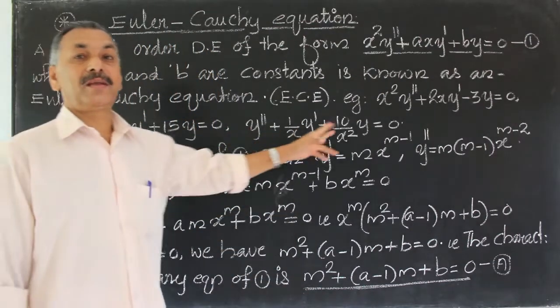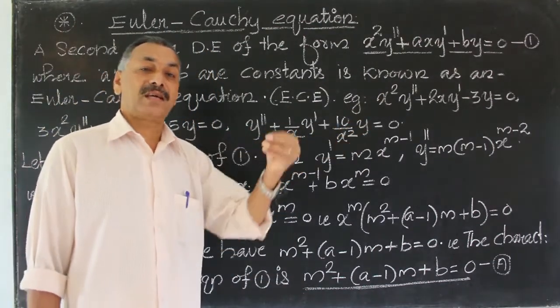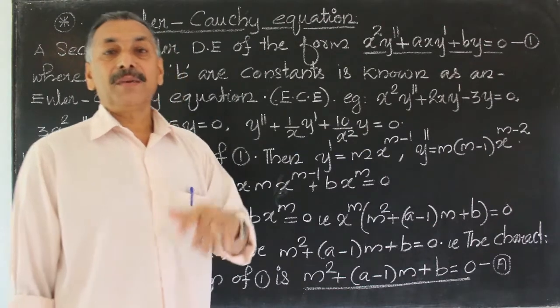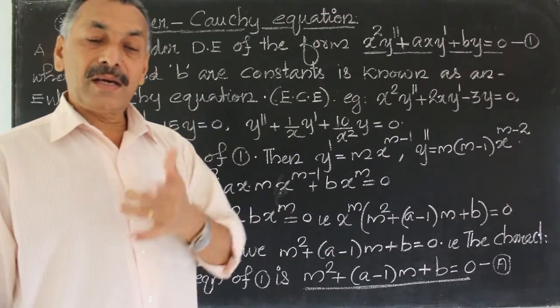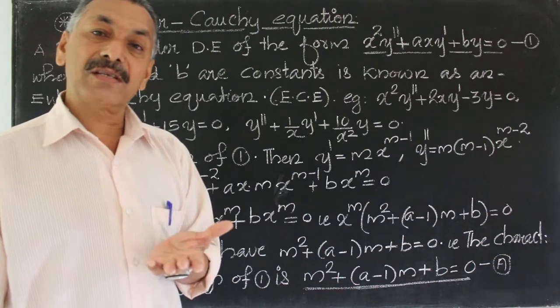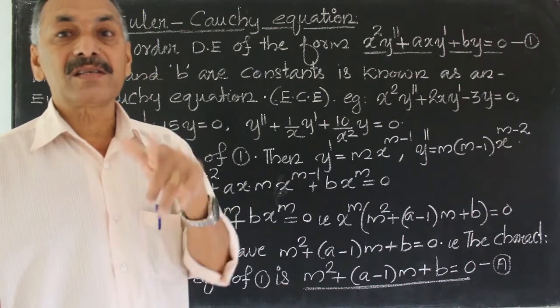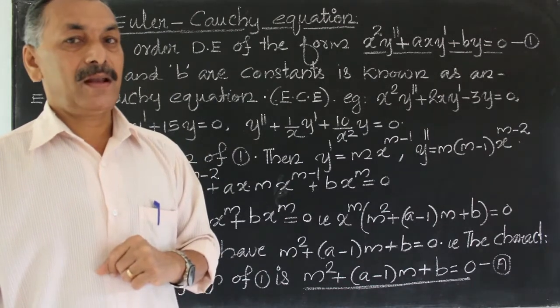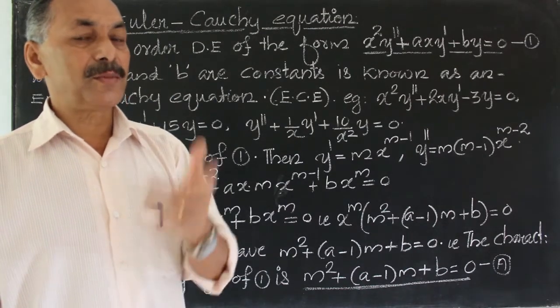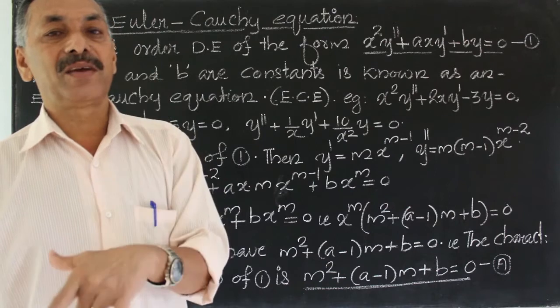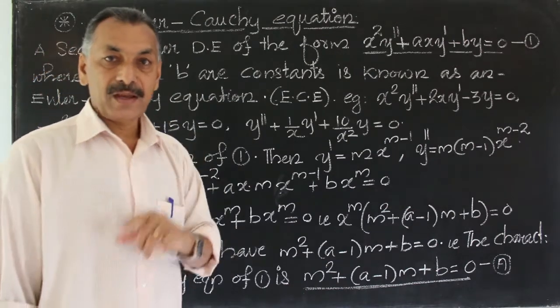We will look at Euler-Cauchy equation examples. In a second order linear differential equation with constant coefficients, we assume e raised to lambda x is a solution. That gives a characteristic equation, and we solve for the characteristic roots.